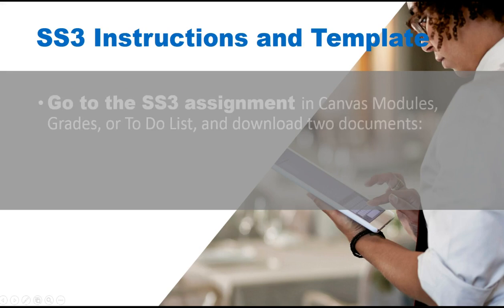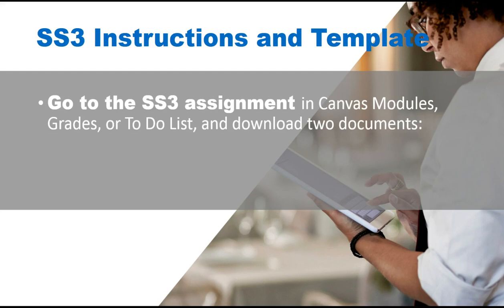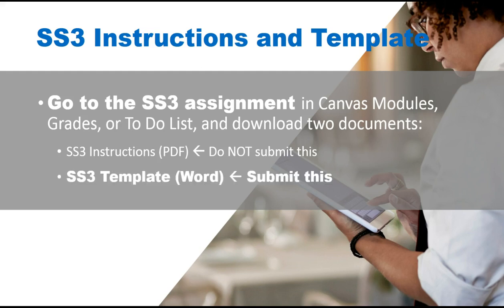To find the assignment, you'll want to go to Canvas modules or grades or the Canvas to-do list. You will then download 2 documents that are listed in the instructions. The first is the SS3 instructions, which is in PDF. You will not submit this document when you are done. However, you will need it to complete Stage 3. You will also download the SS3 template, which is in Word. This is the document you will submit by the deadline.